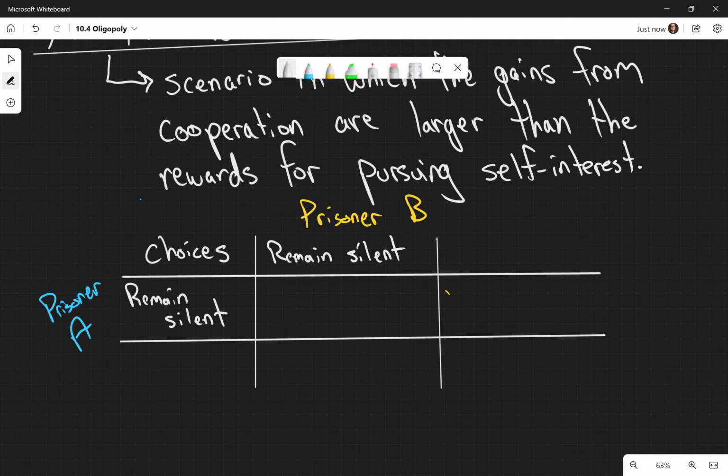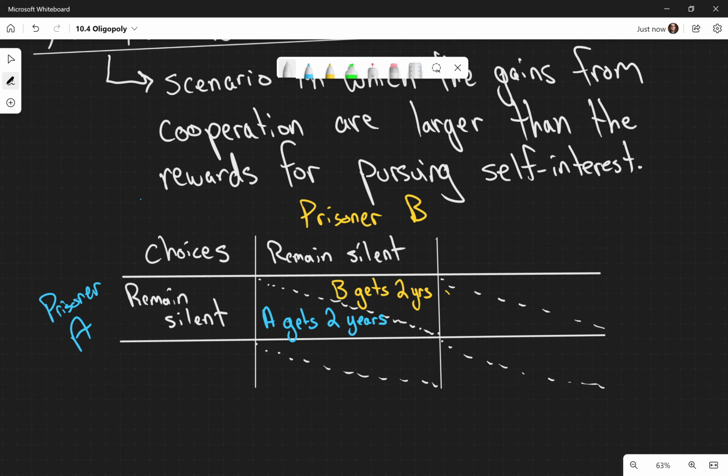And if we both remain silent, then prisoner A is going to get 2 years. And let's move that down here. While prisoner B is also going to get 2 years. Usually these things have a little dotted line in between to help with where to put things. There's a method to my madness. There'll be a reason why we're doing this in a second.